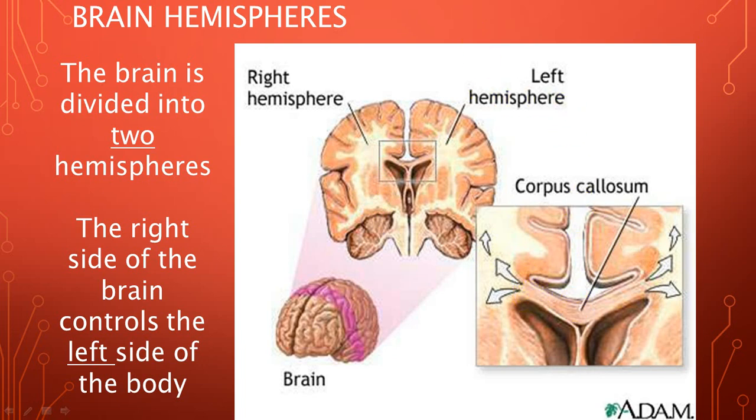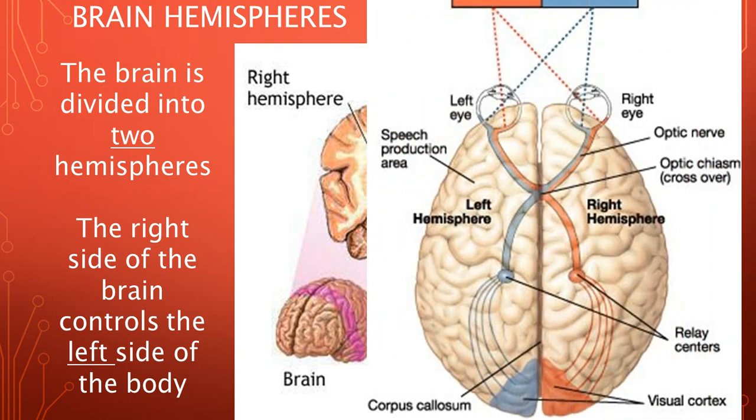So here we have two hemispheres. It is true that the right side of the brain controls the left side of the body, and vice versa. The left side controls the right. You may have heard that before, and it is definitely true. Now, why it is that way, I'm not exactly sure.